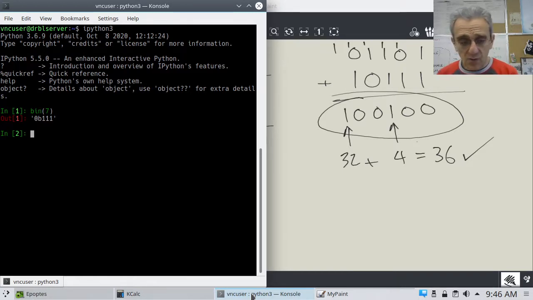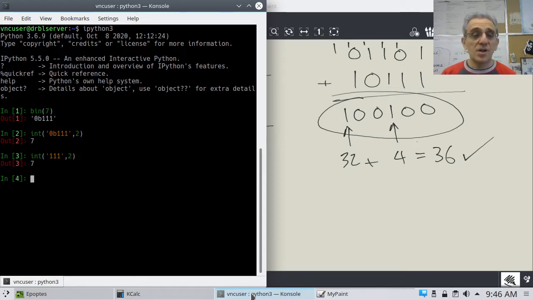Okay? And if I want to go the other way, I can go int, and then this also has to be a string, but I don't have to put 0B in front of it, although I could put 0B in front of it. But if I go 111 and now change that into an integer, provided that that number is a base 2 number, it gives me 7. Now you don't have to put the 0B in front. I can go like that and it's still going to give me the number. So converting between decimal and binary, you can do it like this.